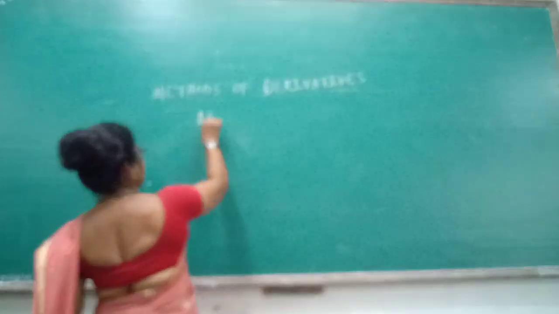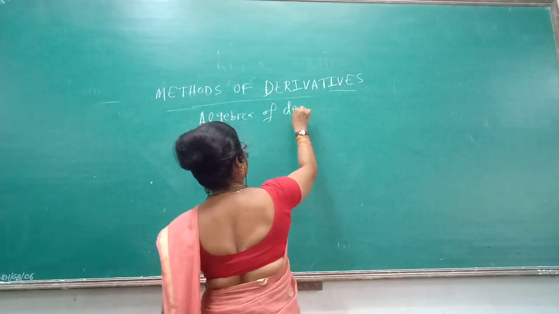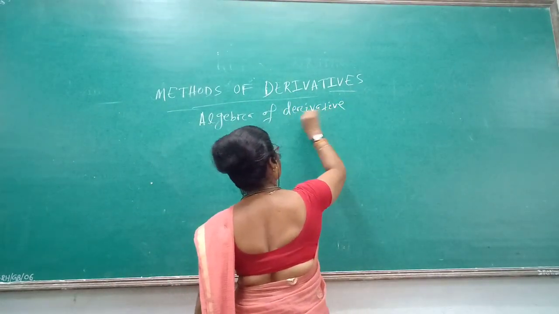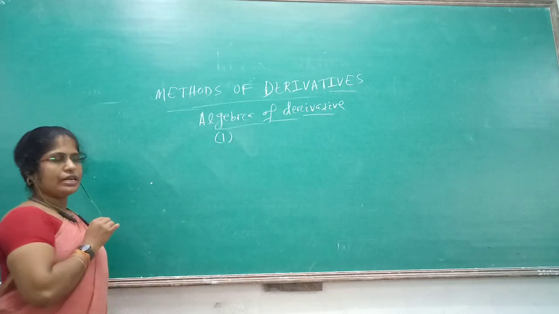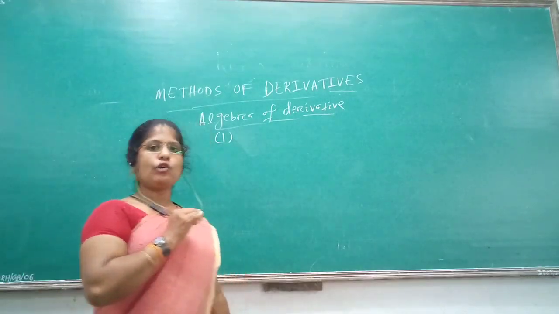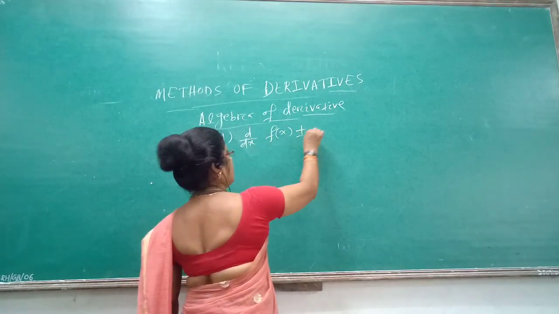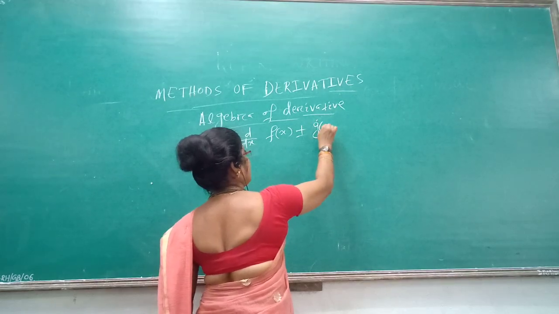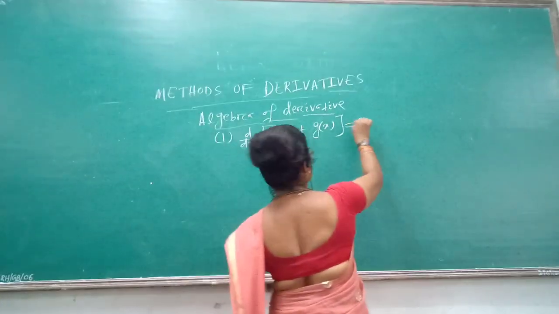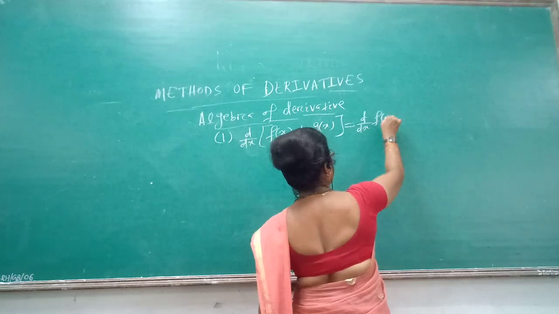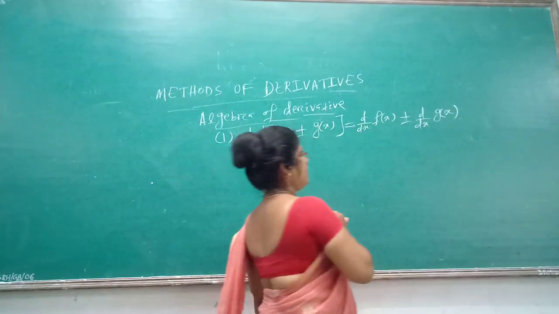Next, algebra of derivatives. That is, if two functions are added or subtracted or multiplied or divided, then how to calculate the derivative? There are two functions like f of x and g of x, and the derivative can be calculated. That is d by dx of f of x plus or minus d by dx of g of x.